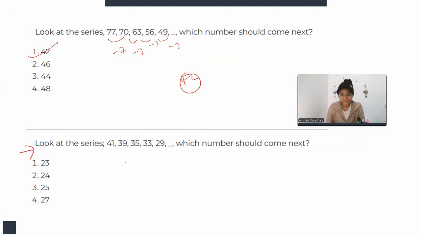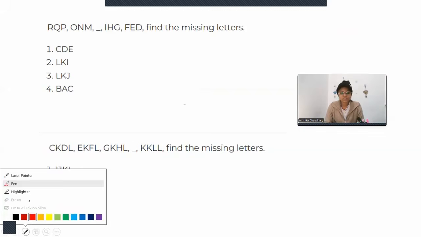So the next question is: look at this series 41, 39, 35, 33, 29. So our series is decrementing only. 41 minus 2, right? 39. Then 39 minus 4 would become 35. Then 35 minus 2 is 33, right? Then minus 4, the difference is 4. Then 2. Right, so it should be 27. Here that logic worked actually. Minus 2, minus 4, minus 2, minus 4, alternatively, right? Let's move on to the next question.